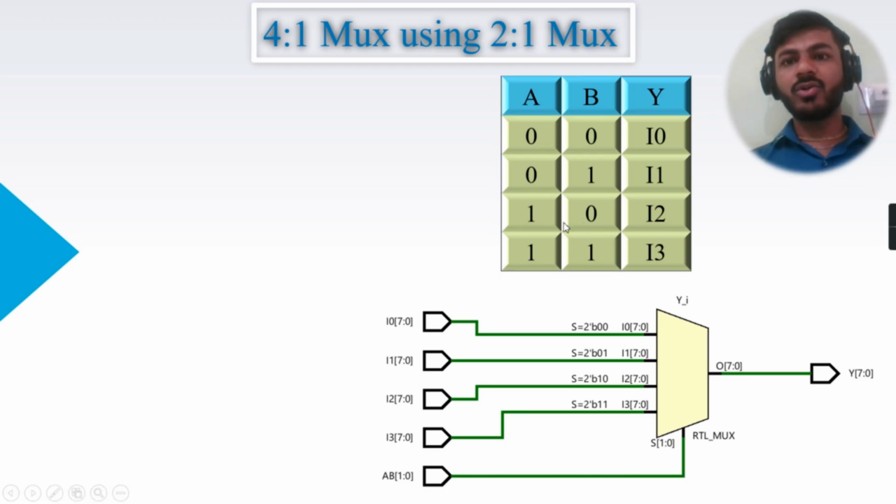And above that you can see the truth table. A and B are my select lines and Y is the output. So based on the combination of select lines, inputs will be routed to the output.